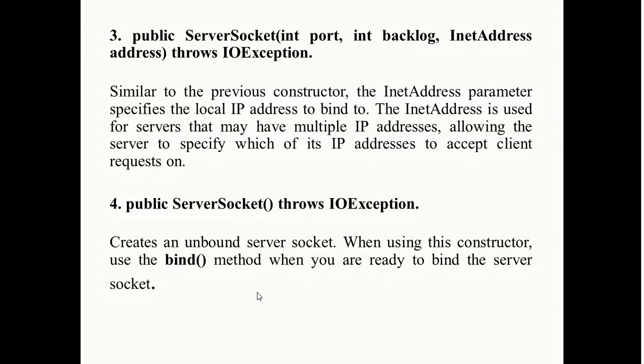This constructor creates a server socket with the specified port, then listens with the backlog and local IP address to bind to a particular application. The fourth constructor is public ServerSocket throws IOException. This constructor creates an unbound server socket. When using this constructor, use the bind method when you are ready to bind the server socket. So these are the four constructors of the ServerSocket class.